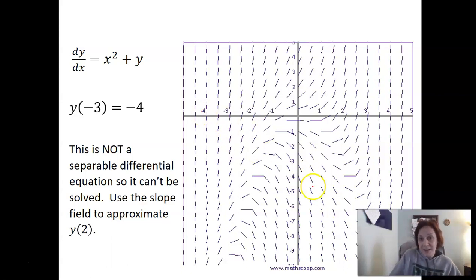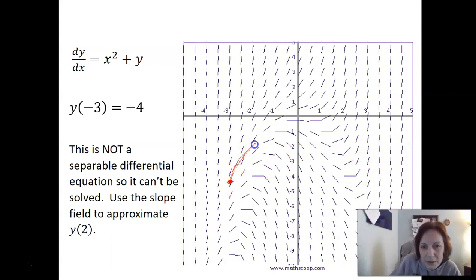So in this case, I've got the slope field for this differential equation. It's saying that it contains the point -3, -4, so I can come down here and put a point around -3, -4. Okay, and then they want us to find y of 2. So in other words, what I'm going to do is follow this slope field, right?